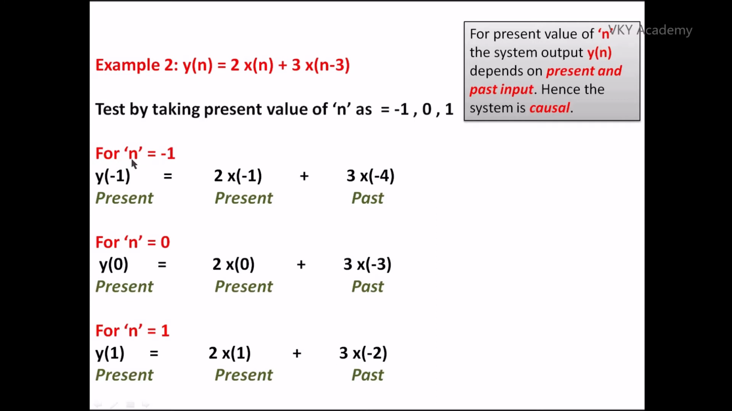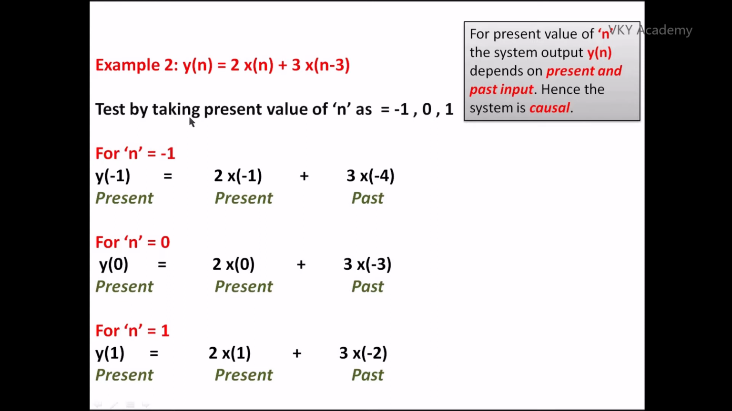Okay. So let my present state of time be n equal to minus 1. Now if I put n equal to minus 1, this system will become y of minus 1 is equal to 2 times x of minus 1 plus 3 times x of minus 1 minus 3, which is x of minus 4. Now x of minus 1 is my present state of input, so y of minus 1 will be my present state of output. At the same time, 3 times x of minus 4 will be my past state of input. So I can say this particular output depends upon the present state of input as well as the past state of input.